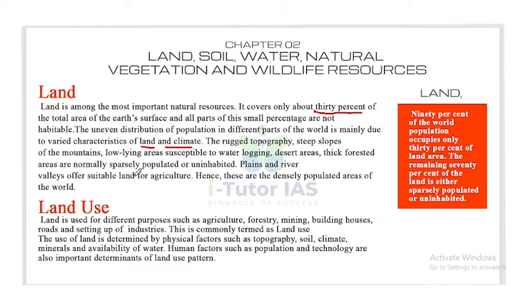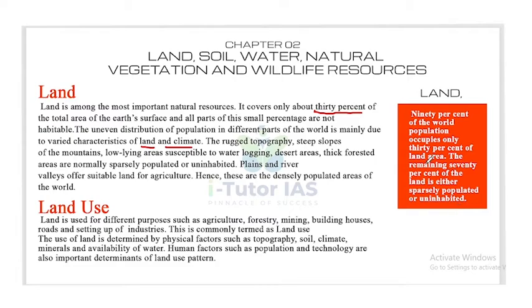Plains and river valleys offer suitable land for agriculture. Hence, these are the densely populated areas of the world. So the plains and the river valleys give more suitable land for agriculture. That's why most of the populated areas of the world are located in these regions. Now, 90% of the world's population occupies only 30% of land area. The remaining 70% of the land is either sparsely populated or uninhabited.